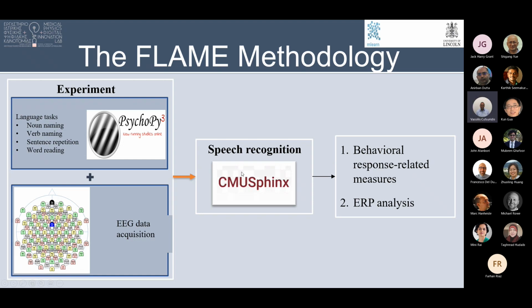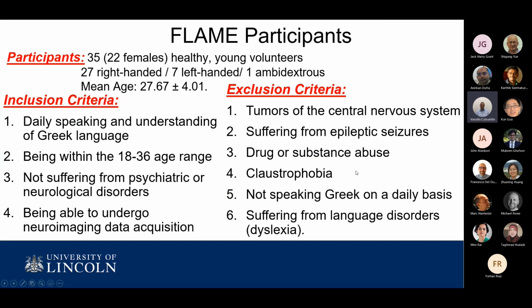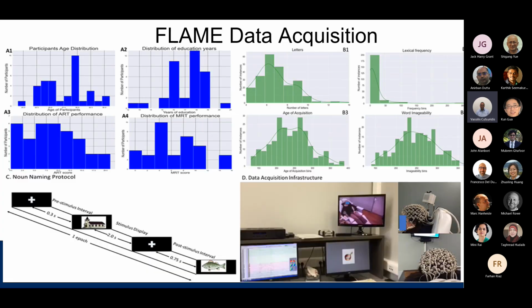There was also a speech recognition toolbox, the CMU Sphinx, for automatically detecting whether the participant responded correctly or not. And as I mentioned, there were behavioral and neurophysiological data. We recruited 35 healthy young volunteers. Actually, the slide is a bit old. I now also have senior citizens and patients suffering from primary progressive aphasia and stroke.